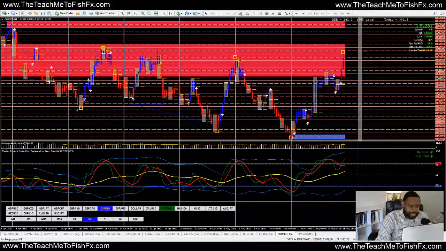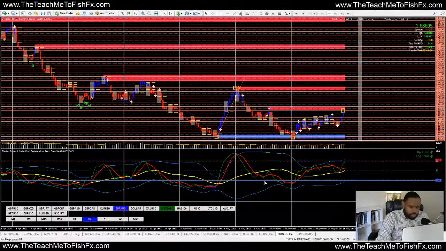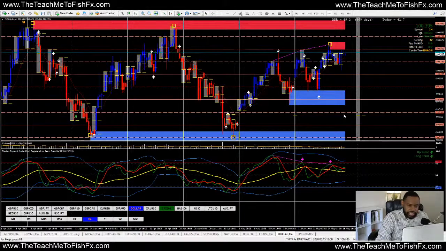Euro NZD showing us that it's at a point of possible exhaustion as well. So again, we want to wait for our entry rules to be met for that. Euro odd, same thing. So this is a good pair to watch. Let's see the Dixie dollar index. Same thing. Let me show you guys. For example, we got an exhaustion square, directional arrow, color changing candle.